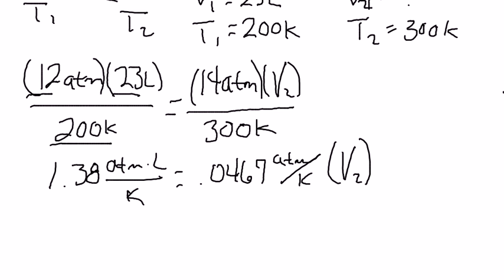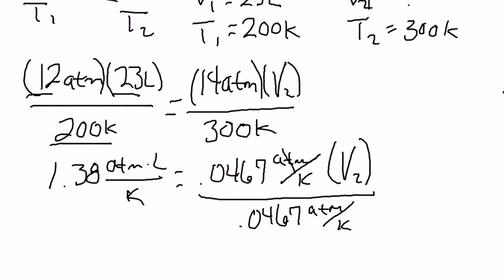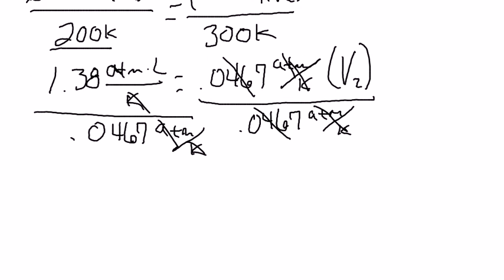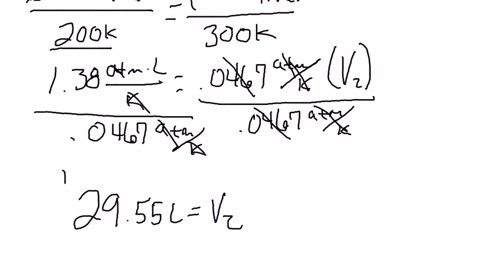We need V2 by itself, so we're just going to divide out 0.0467 atmospheres per Kelvin. Cancel the units, cancel like terms. Divide this side by 0.0467 atmospheres per Kelvin. And so atmospheres can cancel, Kelvin can cancel. 1.38 divided by 0.0467 will give us 29.55 liters, which is equal to our final volume.